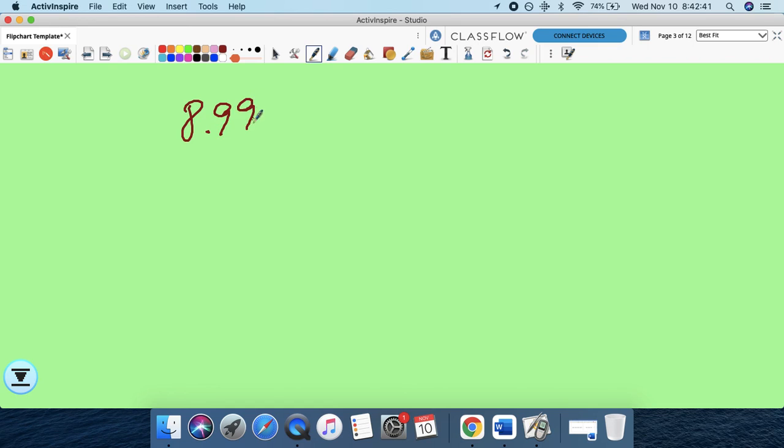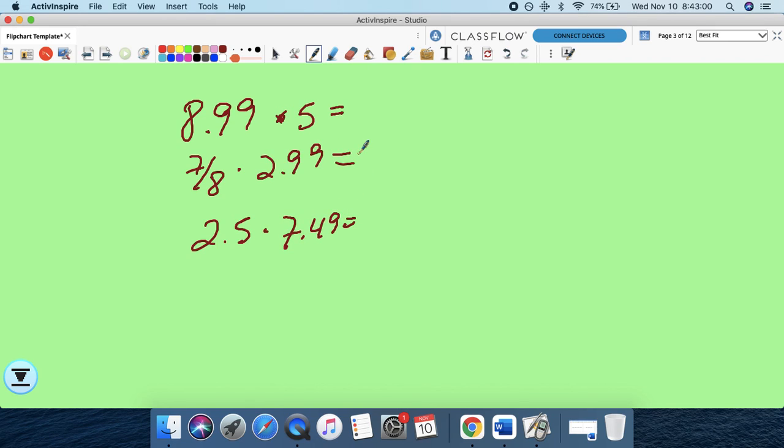So we have $8.99. A package of smoked bacon is that. I'm going to multiply that by 5. Make sure you round to the nearest hundredth. And then times 2.99 for the apple, 7/8 of a pound. 2.5 times 7.49. So again, I think the thing here is for you to be careful and make sure you round to the nearest hundredth.